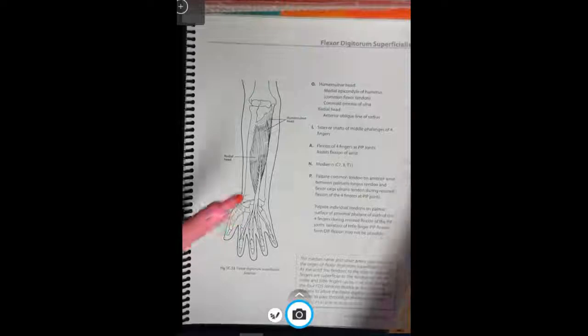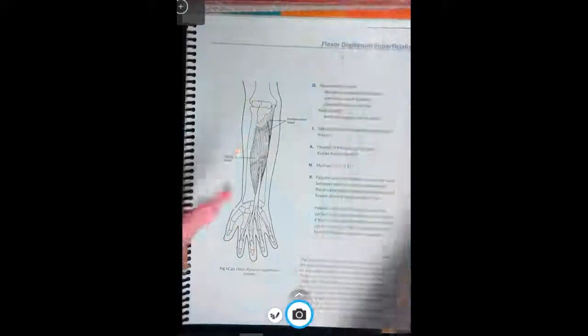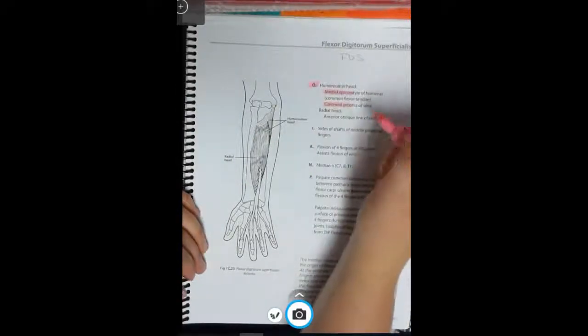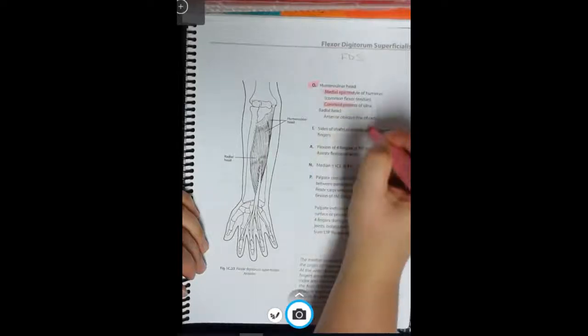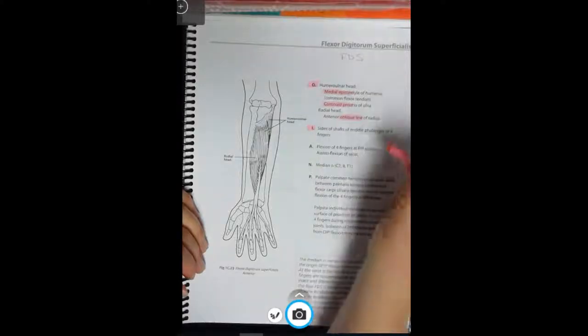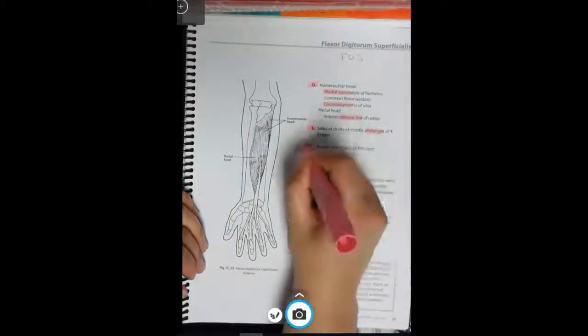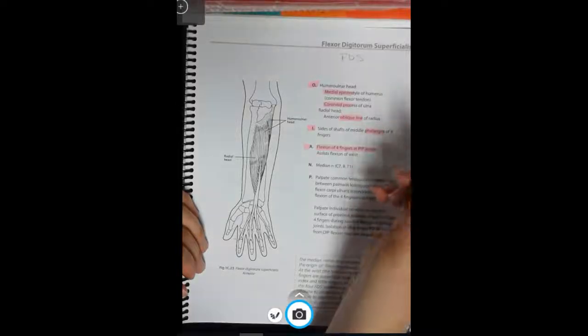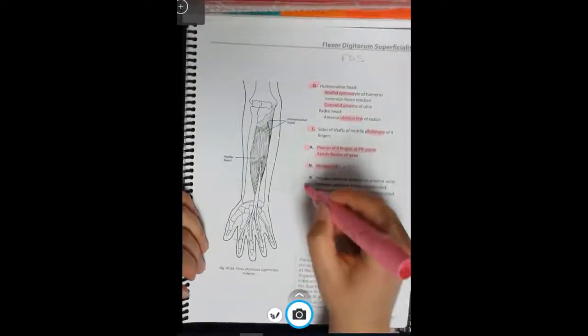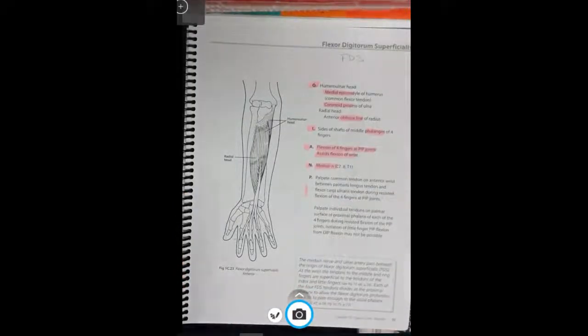Flexor digitorum superficialis. This is FDS. We're going to originate from the medial epicondyle and the coronoid process of the ulna and the oblique line of the radius. We're going to insert onto the phalanges. We're going to do flexion of the forefingers at PIP. So PIP is our proximal interphalangeal joint. That's this guy right here. And then we're going to assist with wrist flexion. And we're going to do median nerve. Again, you have your palpation. And then you have your little information box here.